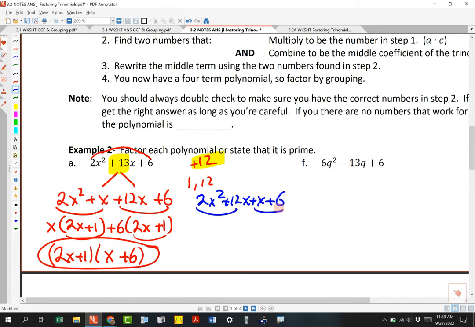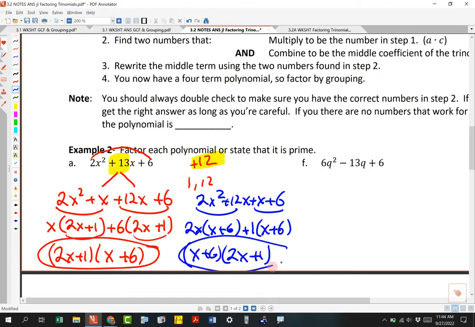Let's group the two of those together and the two of those together. I can take out a 2 and an x. I'm left with an x and a plus 6. What can I take out of there? Nothing, but I've got to take something out. So I'm going to take out a 1, and I'm going to write the sign of that 1 that I take out. Taking out a 1 doesn't change anything, but now I've got an x plus 6 in both of them. And with that one, I'm left with a 2x, and with that one, I'm left with a plus 1. So I get the same answer either way.